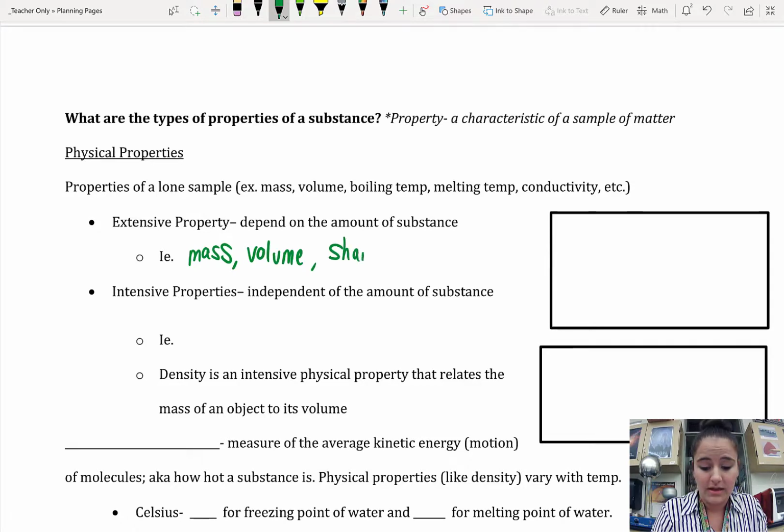Shape is something that could change very easily. However, is the density of gold going to change whether you have a small ring of gold or a big chunky necklace of gold? No. Okay, density is what we call an intensive property. Now, intensive properties are independent of the amount. If you have gold, it is always going to be 19.33 grams per milliliter.